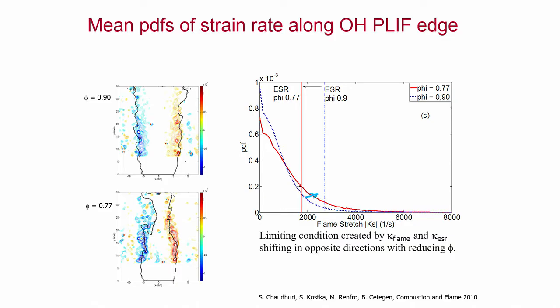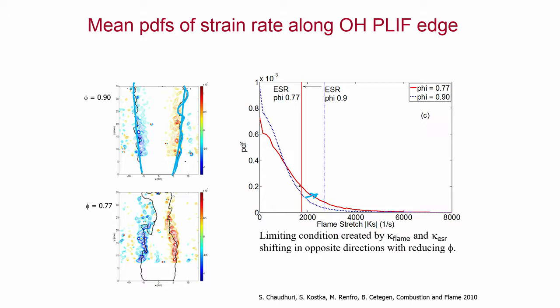The one question we did not answer is why does this shifting happen? Why does the PDF shift in the right direction, that is, why does the flame get more strained as it approaches blow off? The reason can be understood from here. You see, at equivalence ratio 0.9 this flame was enveloping these Kelvin-Helmholtz vortices. So, the flame cone angle was large because its average flame speed is large, its turbulent flame speed is also large.